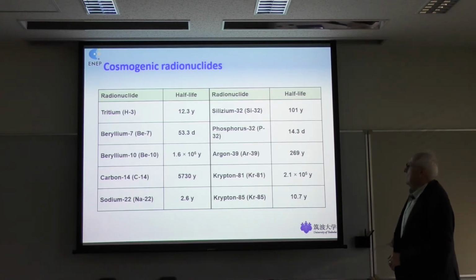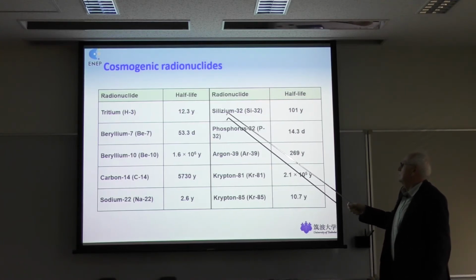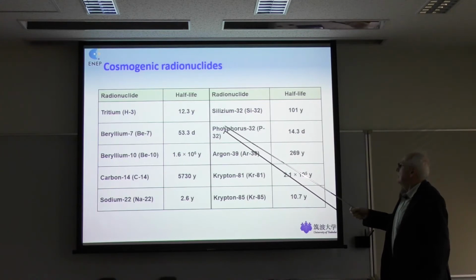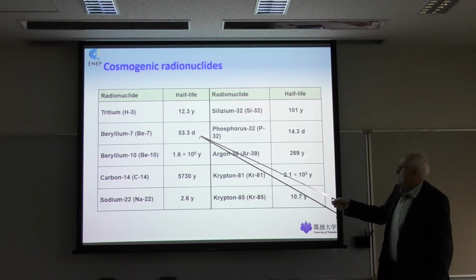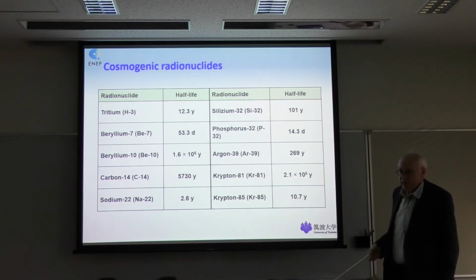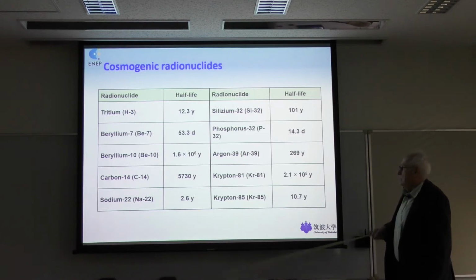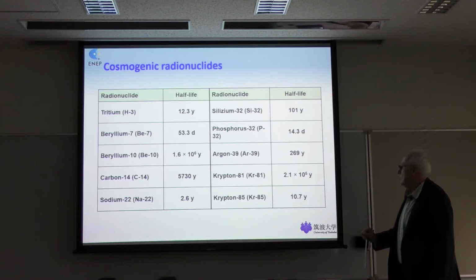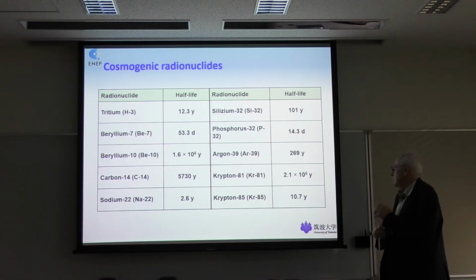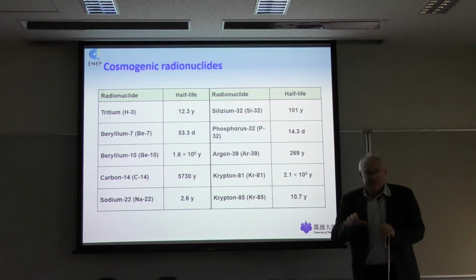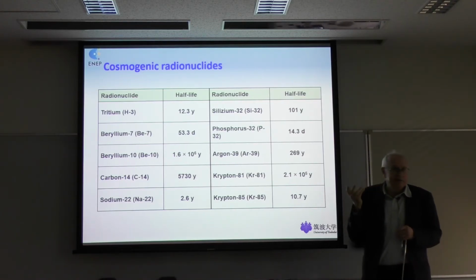These are cosmogenic radionuclides. Tritium is the most important. Beryllium-7 is continuously generated in the upper atmosphere, as well as beryllium-10, carbon-14, sodium-22, silicon, phosphorus, argon-39, krypton-81, and krypton-85. So radioactivity is always around.